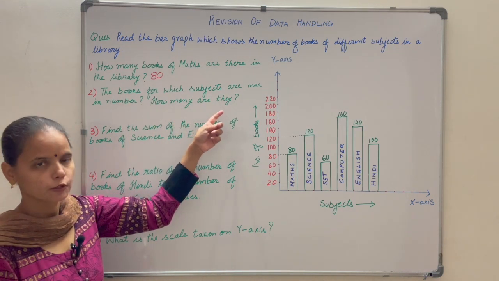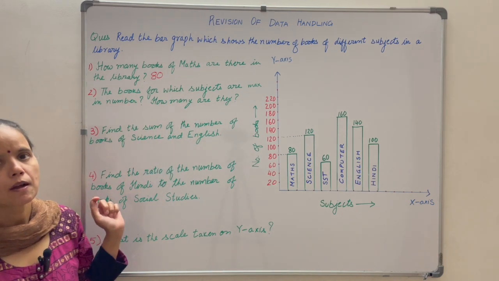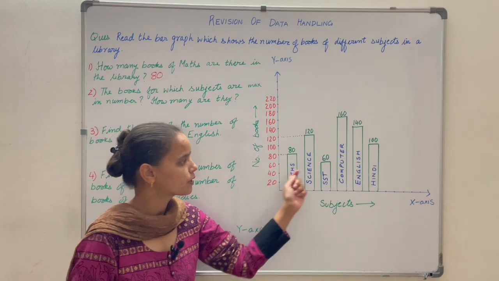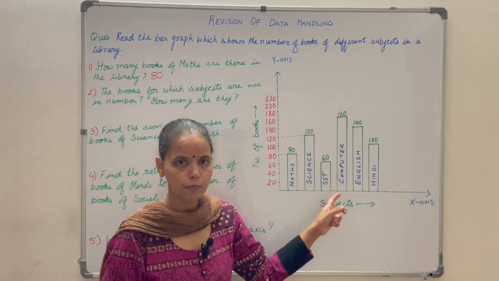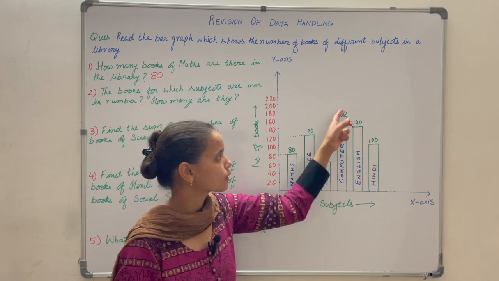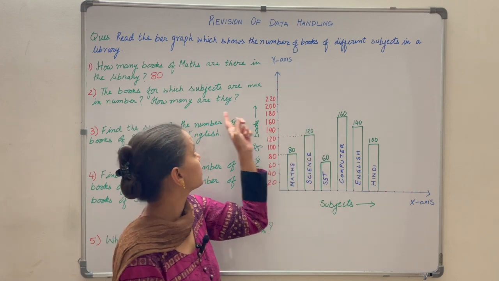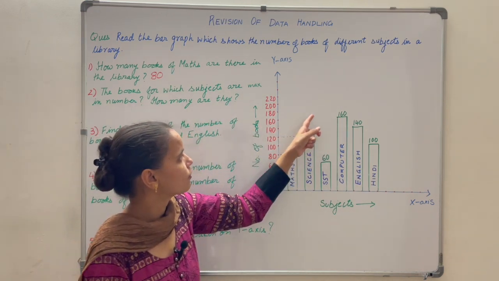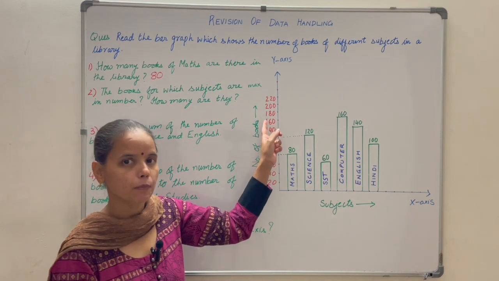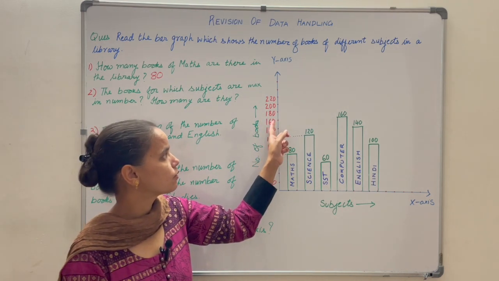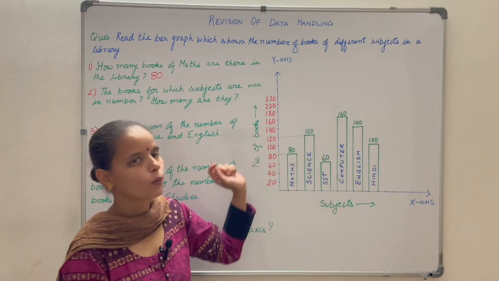Next question. The books for which subjects are maximum in number? How many are they? So first question asked here is, for which subject the books are shown as the maximum? So out of these bars, which is the tallest bar here? That is for computer. That means that has got the maximum number of books in the library. And how many are they? You can clearly see on y-axis it is reflecting 160. On y-axis you are plotting number of books. So that information you will get on y-axis. So you can see for computers it is 160.